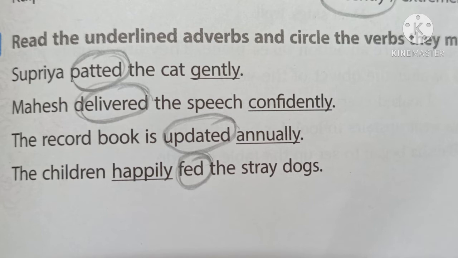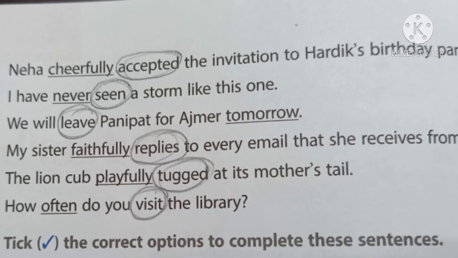Mahesh delivered the speech confidently. Delivered means he said the speech with confidence, confidently. The record book is updated annually, every year, annually. The children happily fed the stray dogs. Neha cheerfully accepted the invitation to Hardik's birthday party. Accepted is the verb over there. How did she accept it? She accepted it cheerfully.